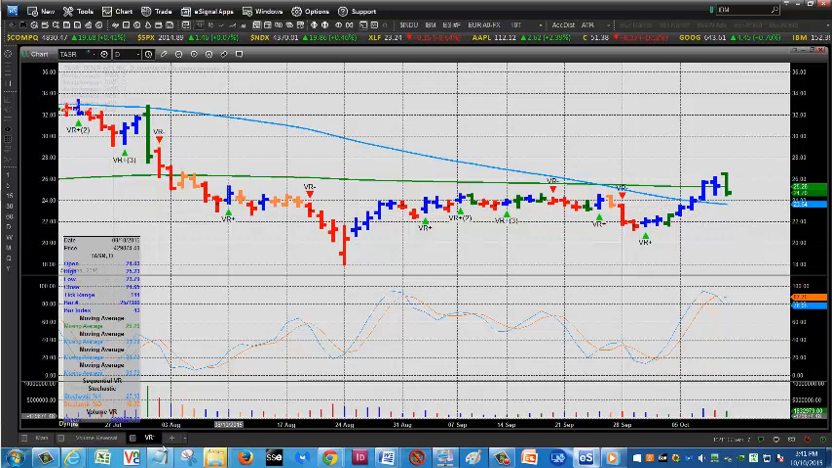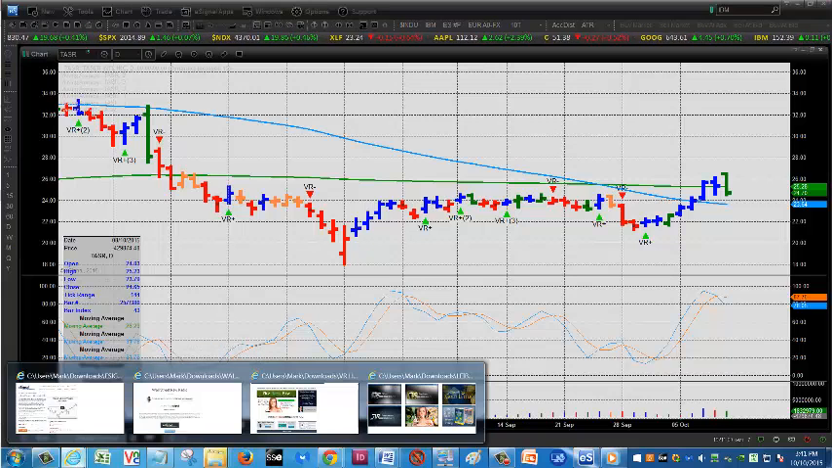for those of you who are looking for a very short-term trade, which I like to do. I like to be in and out in a couple of days on most of our trades.